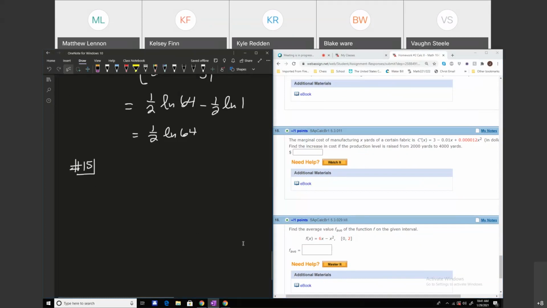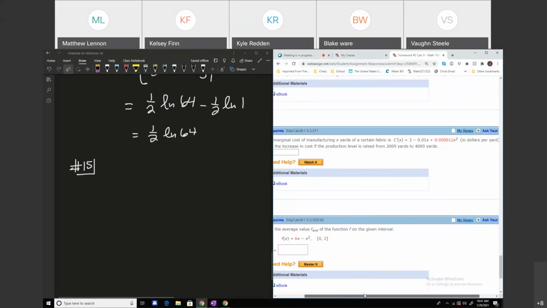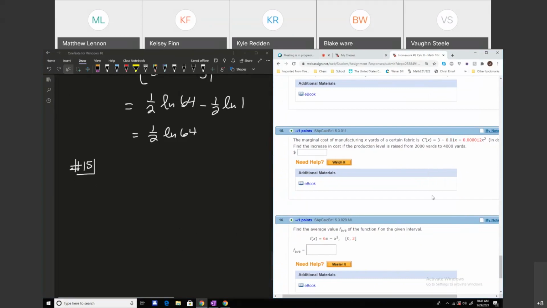So the marginal cost of a certain fabric, C prime of x, is that polynomial. Find the increase in production from 2,000 to 4,000. So maybe if you were messing this up, notice it's total cost. It's not anything about average value. So this would just be the integral from 2,000 to 4,000 of 3 minus 0.01x plus 0.0000012 x squared dx.